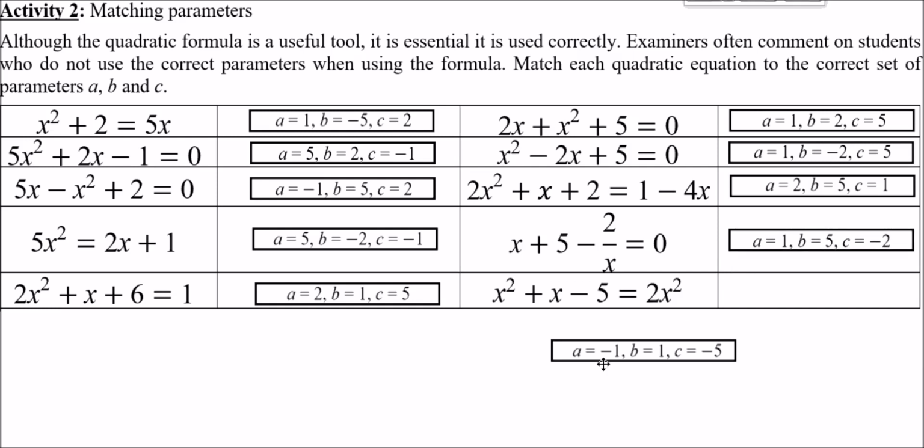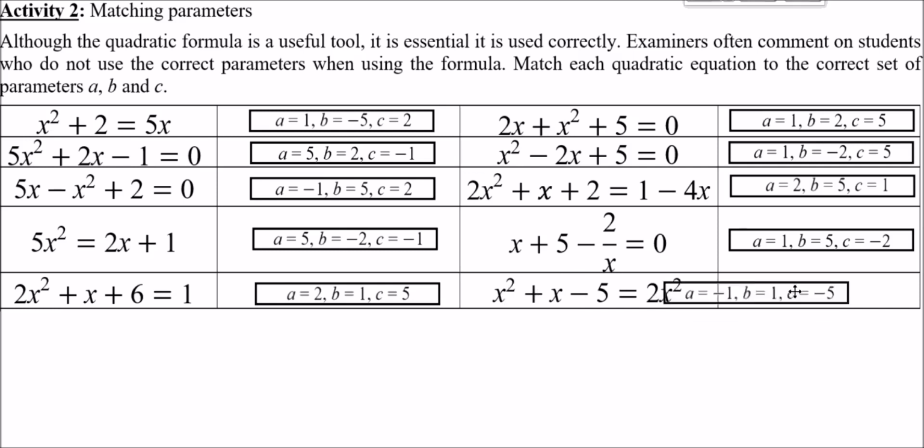And finally, let's subtract 2x squared from both sides. That gives us minus x squared plus x minus 5. So we'd have minus 1, plus 1, and minus 5. So the final one to match goes here. I hope you managed to get most of those right. If not, hopefully all of them.